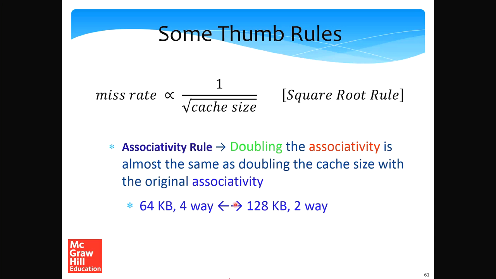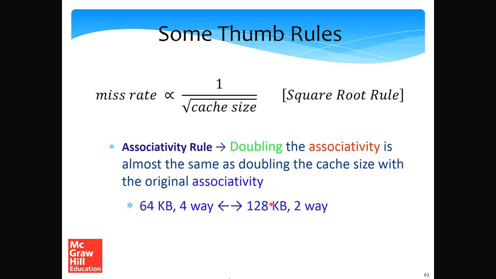So what are we doing? We are doubling the cache size and we are reducing the associativity by half, right? So if we go from this way to this way, doubling the associativity from two-way to four-way is the same as keeping the original associativity but doubling the cache size. So, these two rules are approximate, and can be used whenever required.